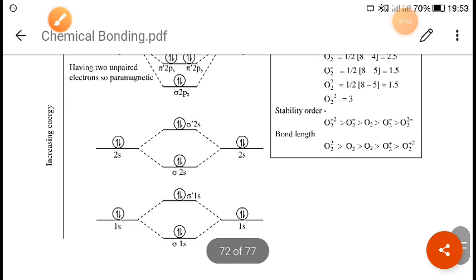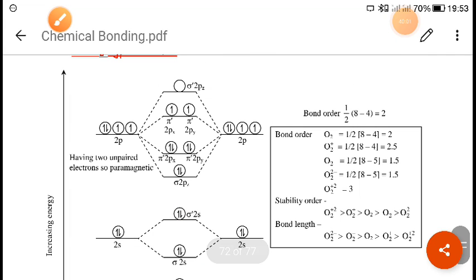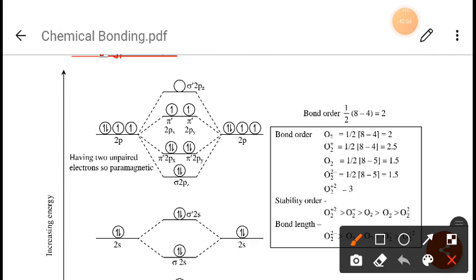How we have filled, this will be a non-bonding because of 1s. So first we will fill 1, 2 here, 2 here, after that 2 here, 2 here, 2 here, and what is left, 2 is left here, so this one will be 1 here and another one will be here, right?